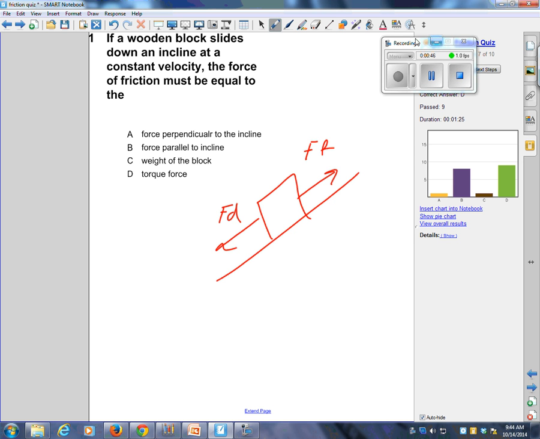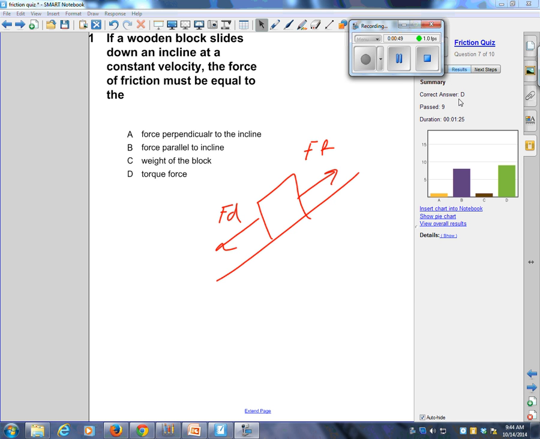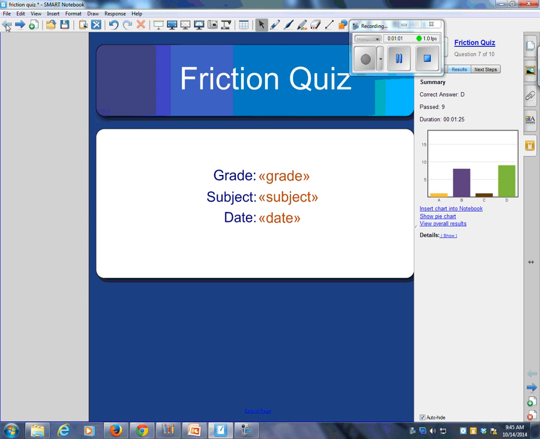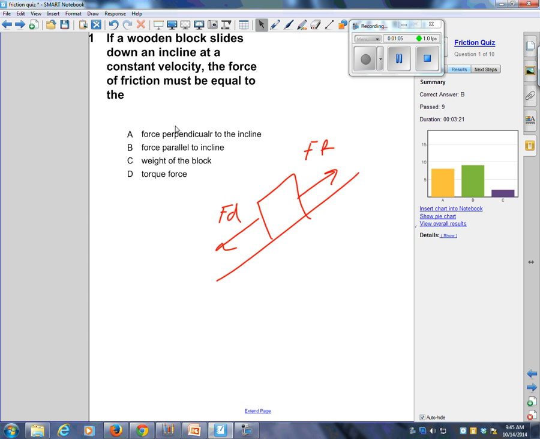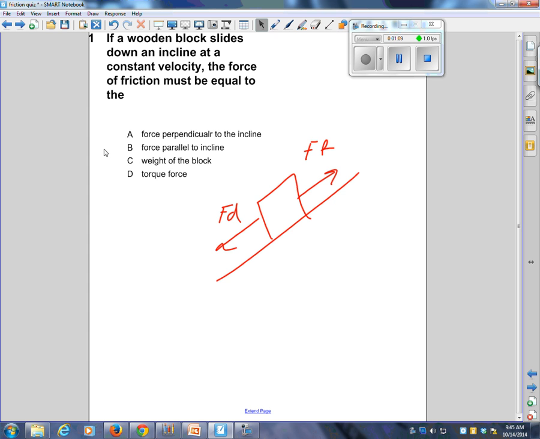What the heck? Do I actually have D there? Correct answer? No, I was correct answer B. Did you get it right when you said B? Why does it say correct answer D there? Oh, there we go. That was weird. Okay, yes, B. Maybe it needed to be refreshed.